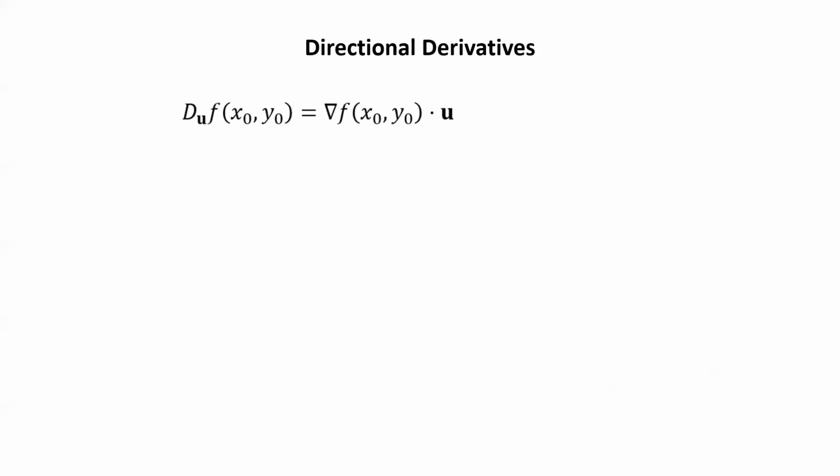Once again, our main result from this section is that the directional derivative of f in the direction u at x0, y0 is the dot product of the gradient of f at x0, y0 and a unit vector u. By our main theorem on dot products, we can rewrite this as the length of the gradient of f times the length of u times cosine theta, where theta is the angle between the gradient of f at x0, y0 and u. And since u is a unit vector, the length of u is just 1, so this simplifies to the length of the gradient of f times cosine theta.